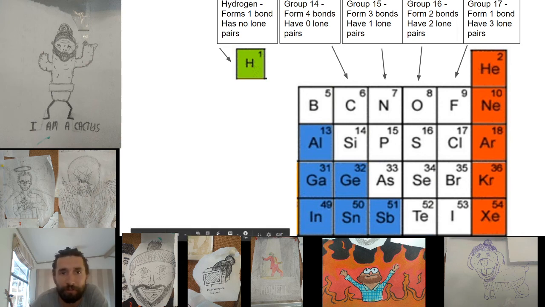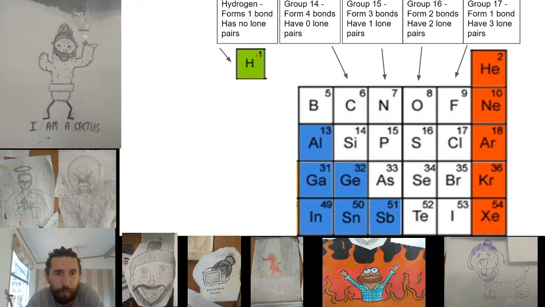So we'll start with our most simple guy, hydrogen. Hydrogen here, he's just got one free unpaired electron, and that unpaired electron wants to share with another electron to get a full outer shell. Of course, hydrogen just needs 2 electrons in its first shell. So hydrogen is always going to form one bond with its one electron, and it's going to have no lone pairs. And we'll move to group 17.